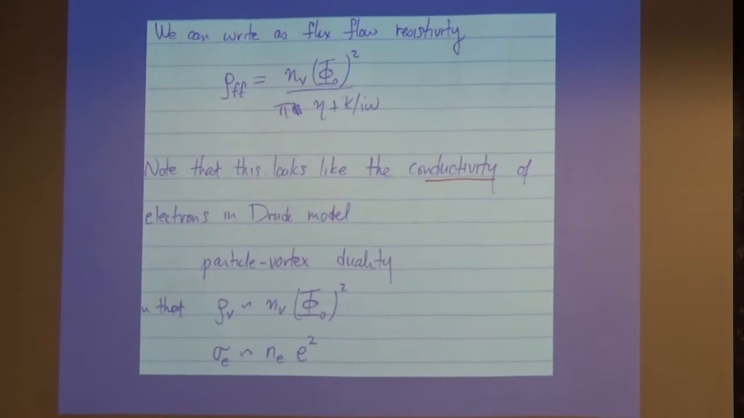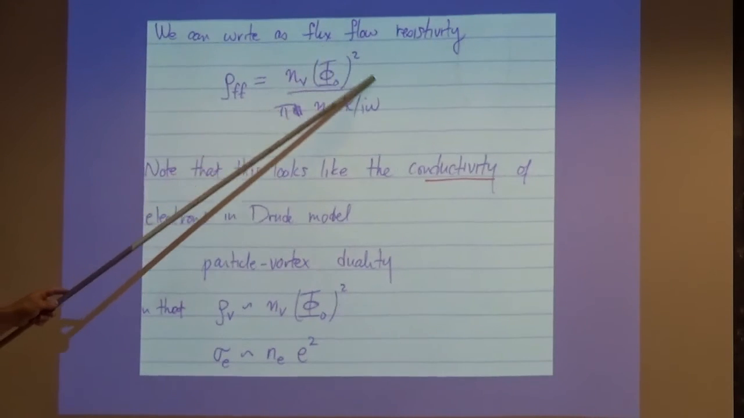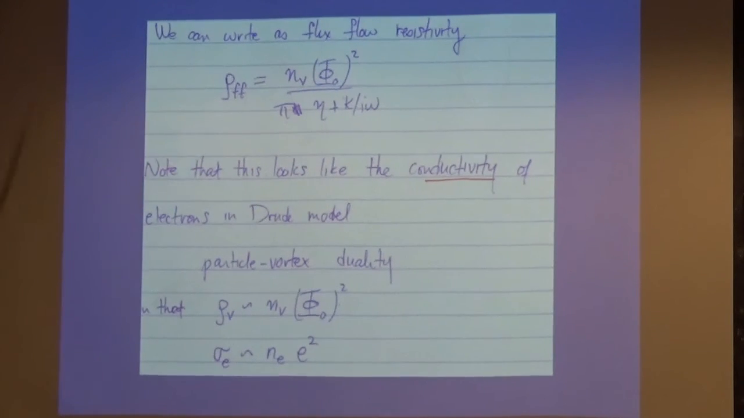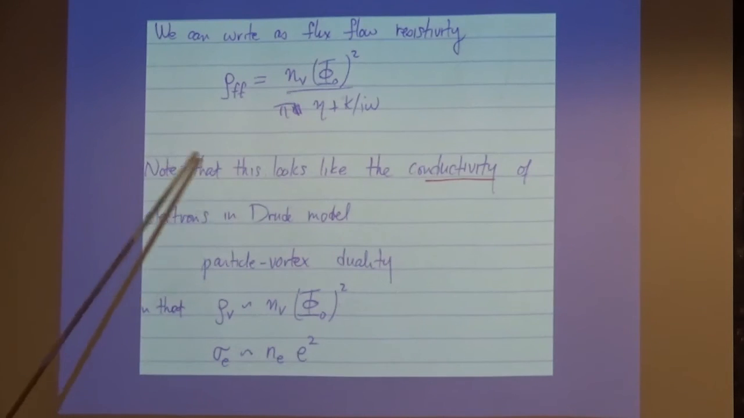If we use this, we solve for the current and the electric field. So we basically solve for the resistivity of the system, and we can write this resistivity in the form shown here. This is known as the flux flow resistivity of a superconductor that contains vortices. One thing to note is that there's a hint of a concept.